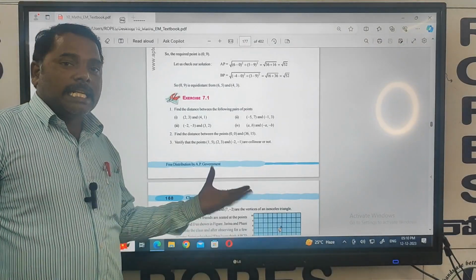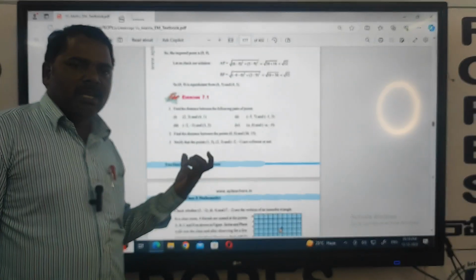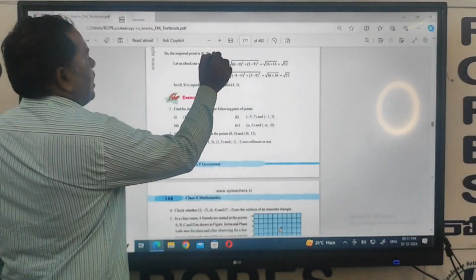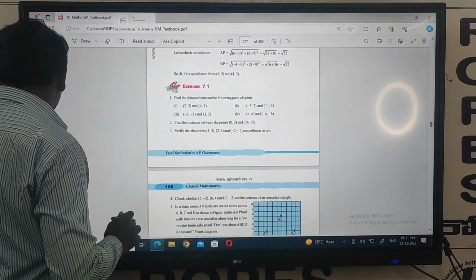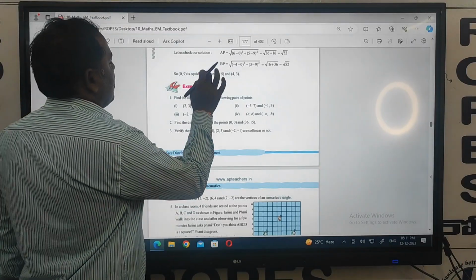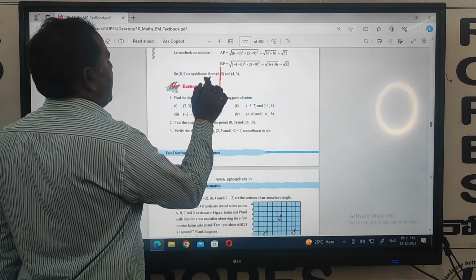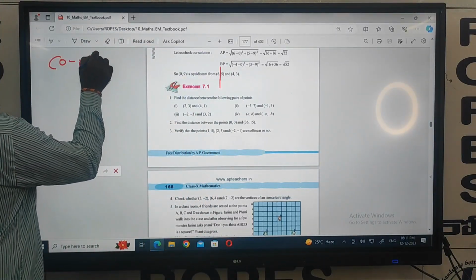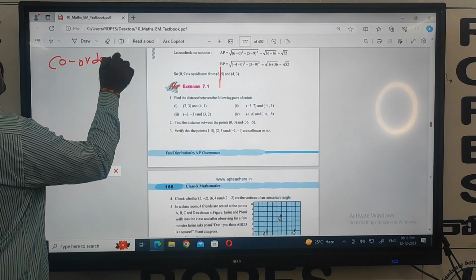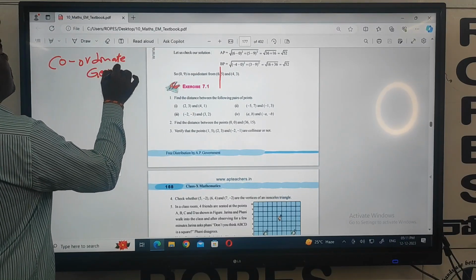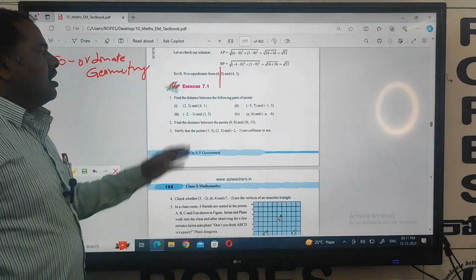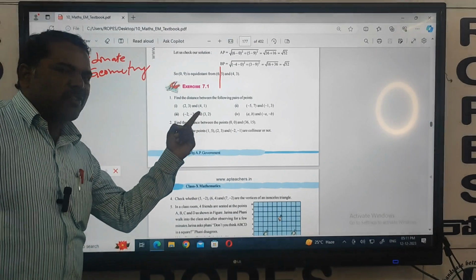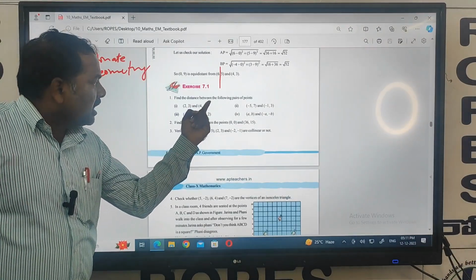Hi everyone, this is Sivkumar from Ropes Organization. Today in 10th class, coordinate geometry, chapter number 7. In coordinate geometry, now we'll see how to find the distance. In exercise 7.1, find the distance between the following pairs of points they have given.